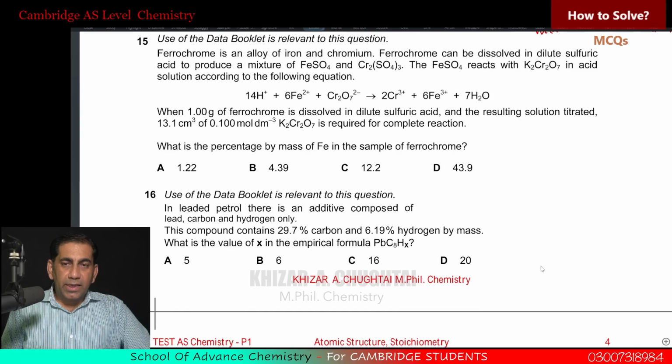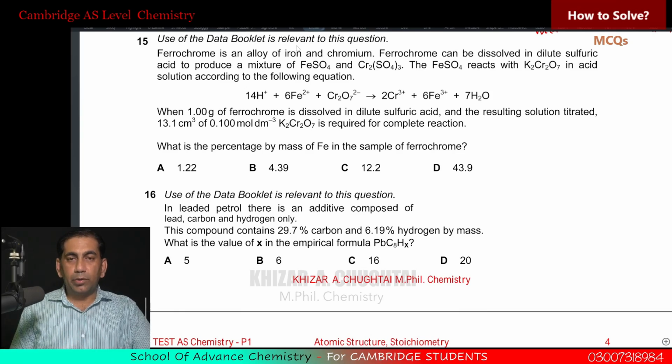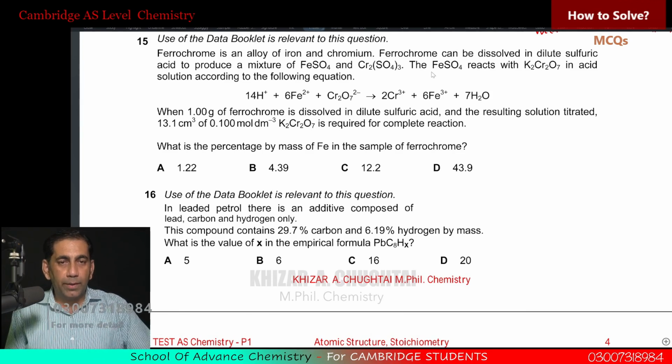Now come towards the next question. Use of data booklet is relevant to this question. Ferrochrome is an alloy of iron and chromium. Ferrochrome can be dissolved in dilute sulfuric acid to produce a mixture of FeSO4 and chromium sulfate. The FeSO4 reacts with K2Cr2O7 in acid solution according to the following equation.